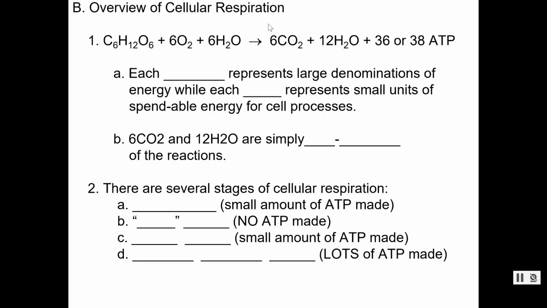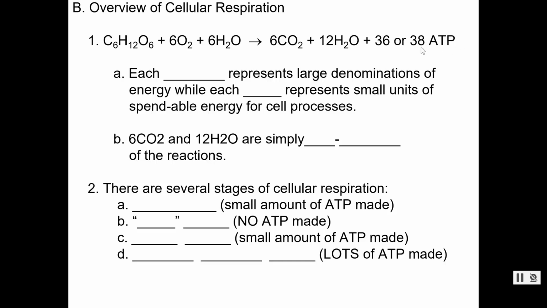Overview of cellular respiration. Cellular respiration involves taking glucose, C6H12O6, adding some oxygen, adding some water. This process requires water. And then after that, you are going to make energy. Energy is what you're trying to make in respiration. Remember, without ATP, we die. We have to make energy.